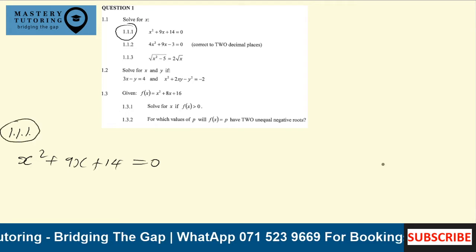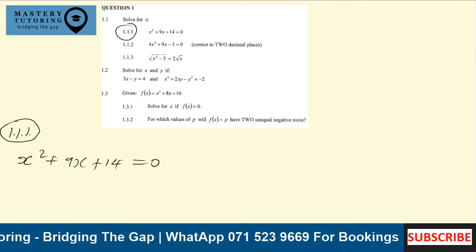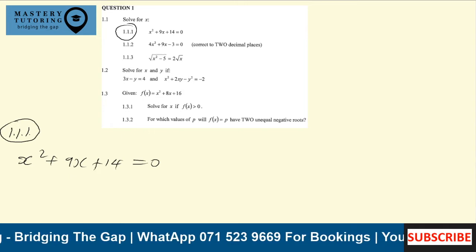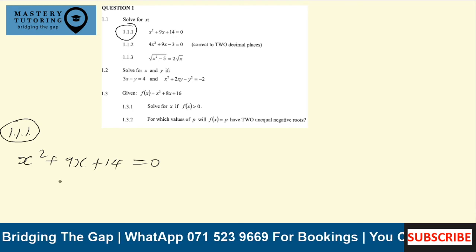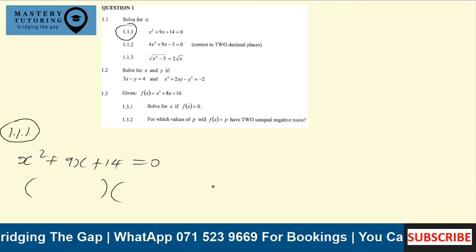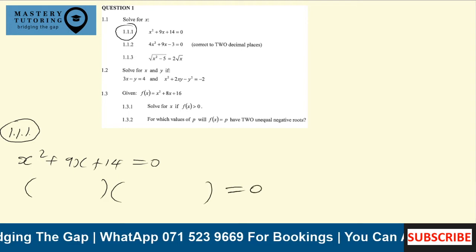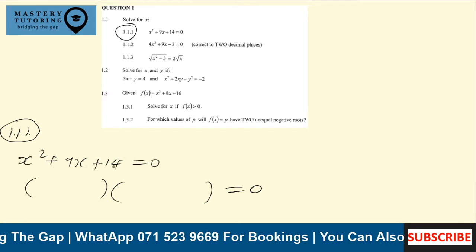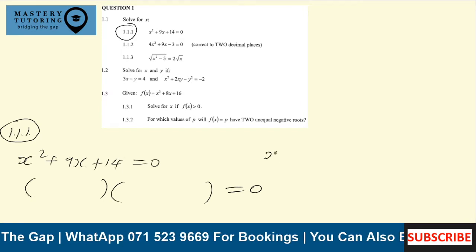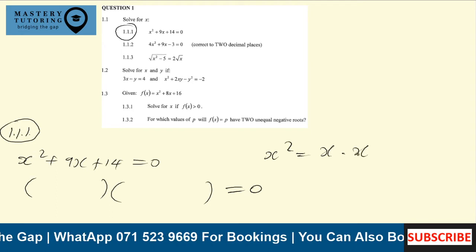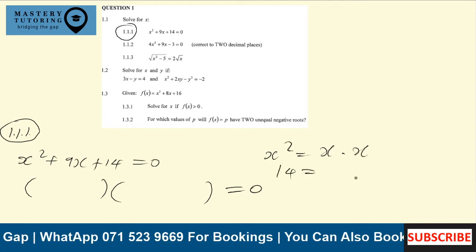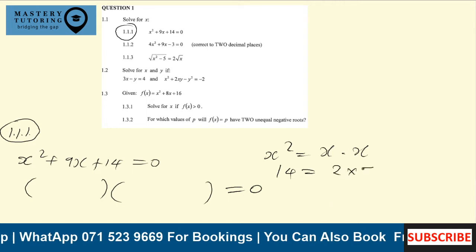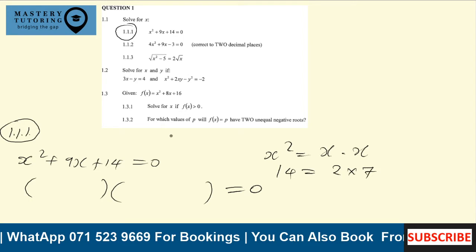This is a very simple, straightforward question. We're just going to jump right ahead and do factorization. With factorization, you have to start with the brackets. And then you have to look for factors of x squared and factors of 14 that are going to work here. So the factors of x squared are x times x, and the factors of 14 are 2 times 7, right?